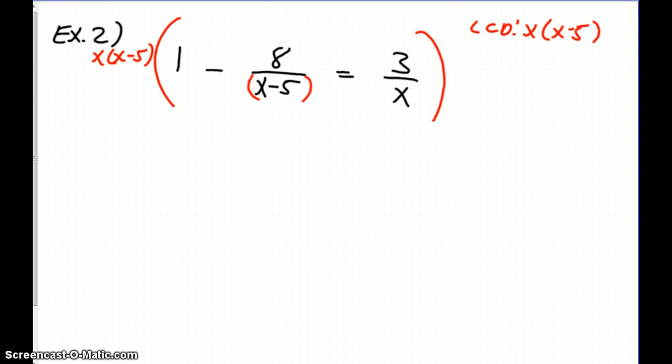Let me ask you this. X times x minus 5 times 1 gives you what? X minus 5. Anybody can do that. Now x minus 5 times negative 8 over x minus 5. What's going to cancel? The x minus 5 cancels, so you're going to get negative 8x. There you go, negative 8x.